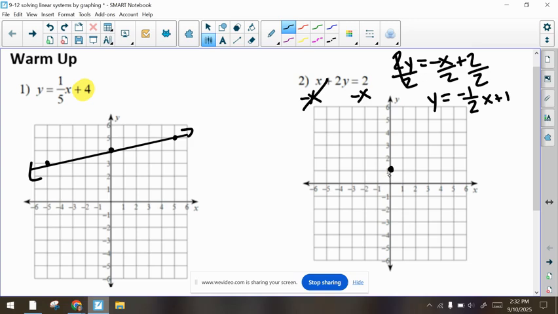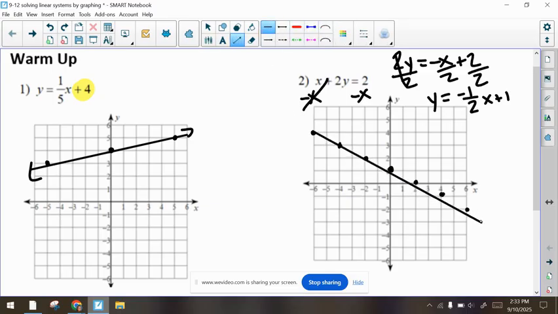Slope is -1/2. So I'm going to go down 1, right 2, plot a point, down 1, right 2, and keep going till I run out of room. And then when I do so, I'm going to go up 1, left 2, and keep going, do the same thing. Connect all my dots, throw some arrows on the end, and I'm good to go.